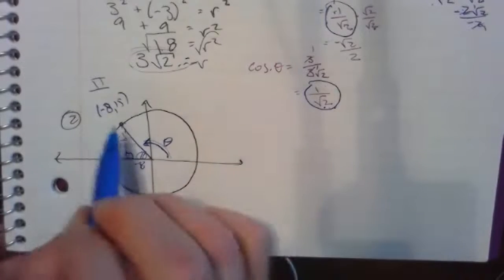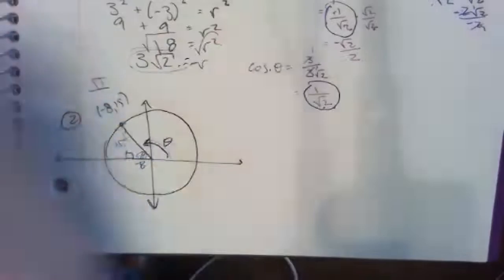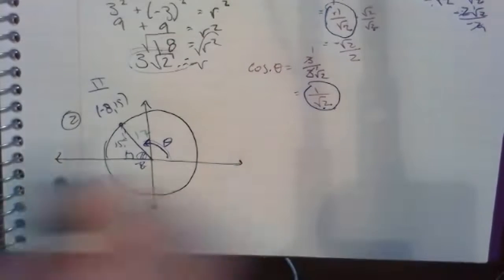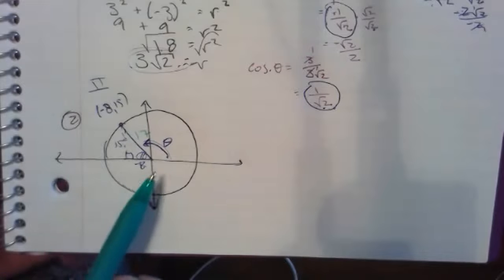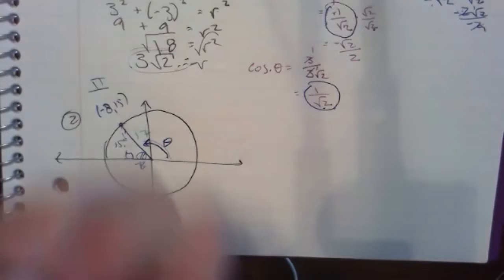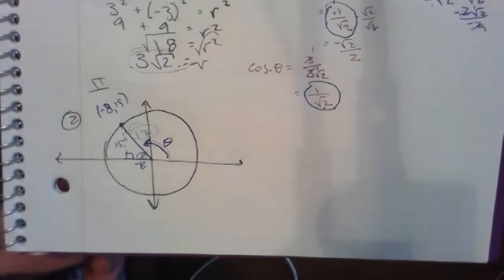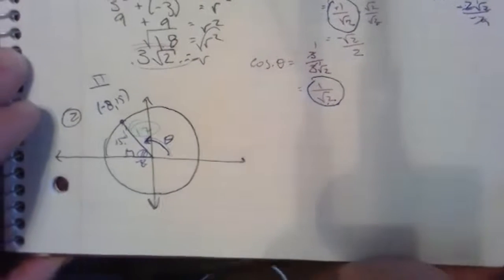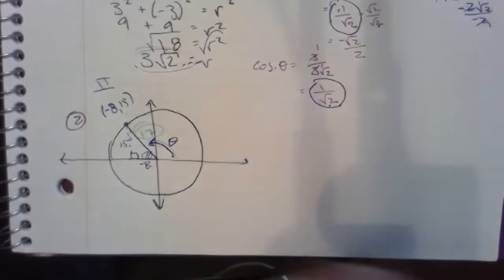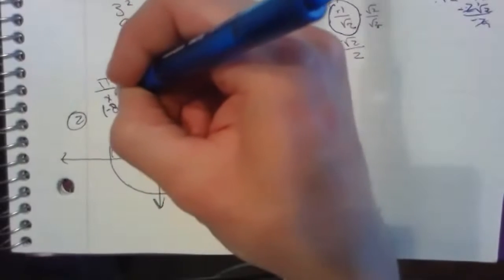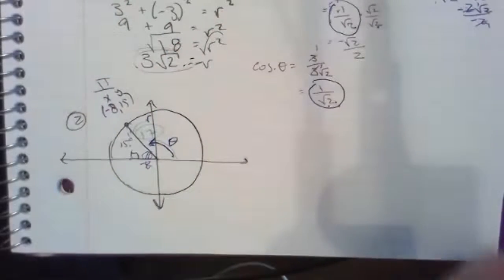All right, well, you've probably noticed that this is an 8, 15, and 17 right triangle. If you don't believe me, go ahead and do the Pythagorean Theorem. Negative 8 squared plus 15 squared, take the square root of it, you're going to get 17. But I told you to memorize your perfect triangles. 8, 15, 17 is one of them. Okay, so let's start filling out. I know my x, I know my y, and I know my r.